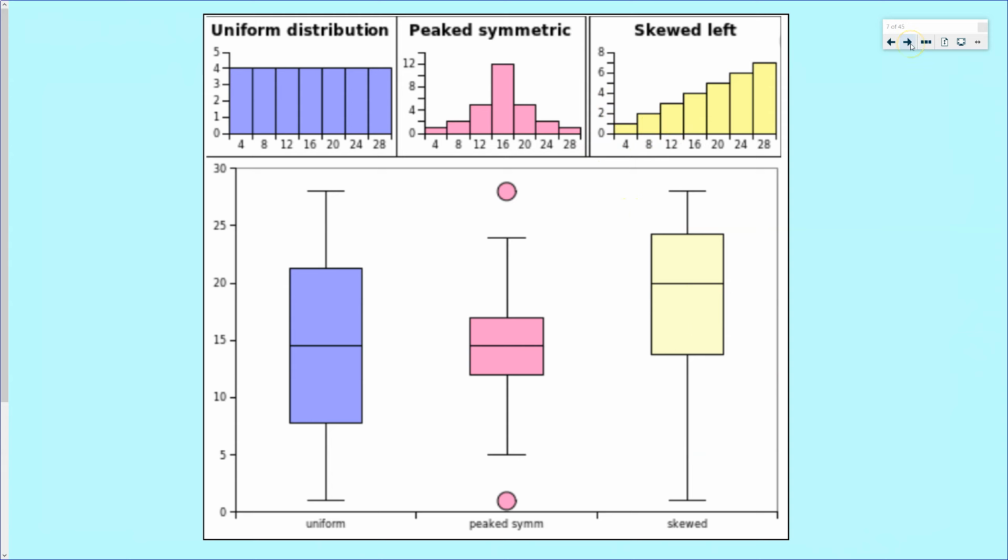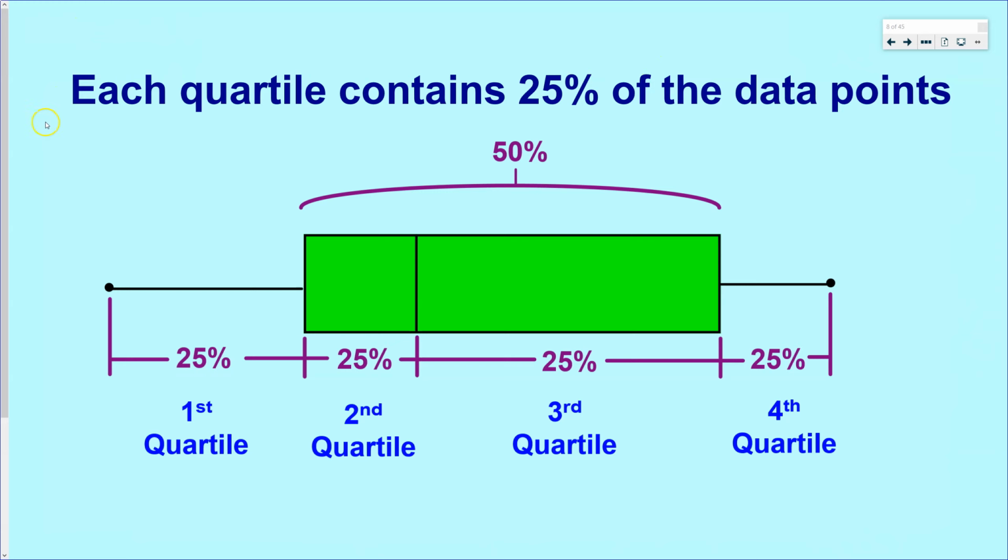And if you get good at reading these types of box and whisker plots, you can really determine a lot of information from a single picture very quickly. That's the advantage of using a box and whisker plot. So the key understanding in this whole section today is that each quartile of the box and whisker plot is going to contain 25% of the data points.